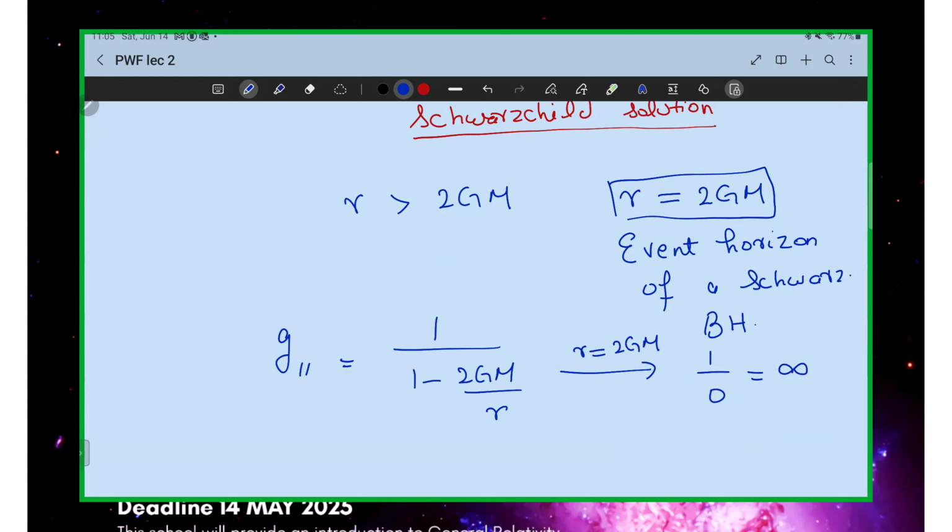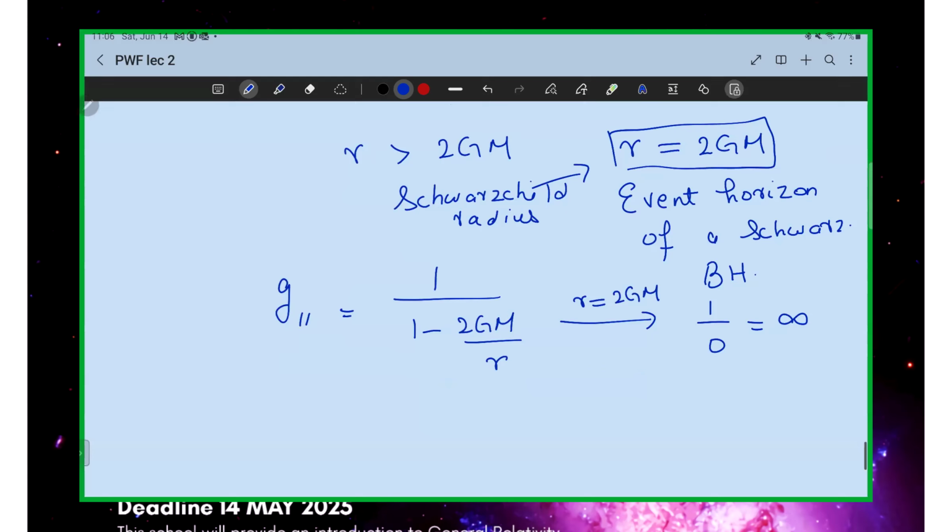By the way, I also said that it's event horizon. This radius is also called the Schwarzschild radius. I should have mentioned that. And the particular surface r equals 2GM is called the event horizon. But this radius is called the Schwarzschild radius. So as I was saying, when r equals the Schwarzschild radius, then you get an infinity. Okay, so is that a problem?